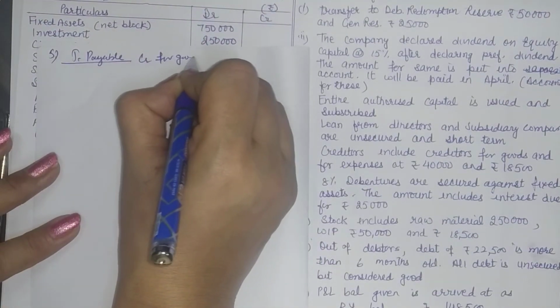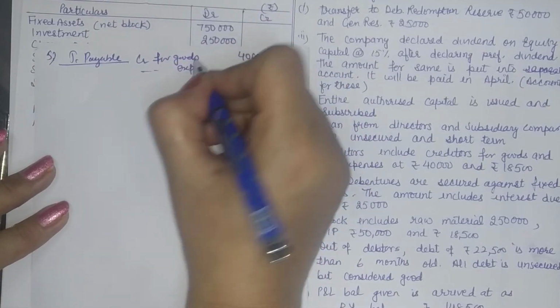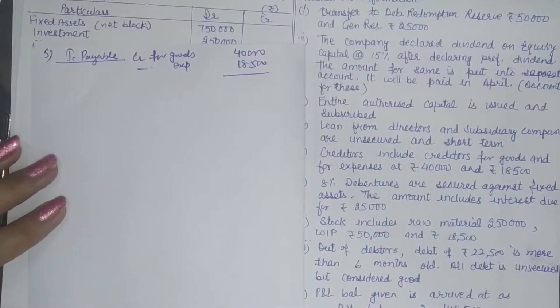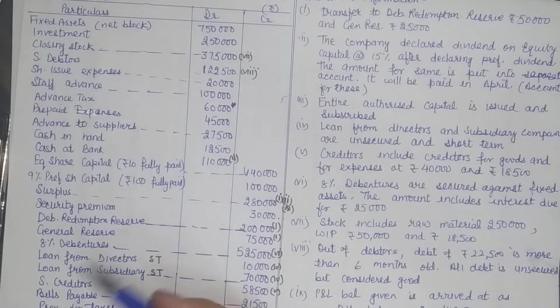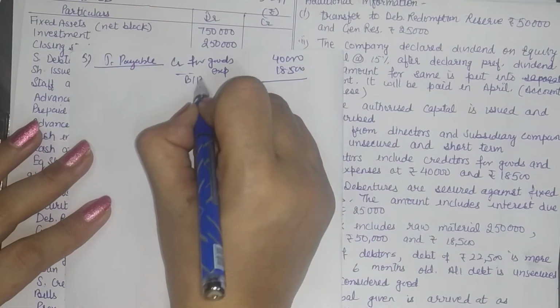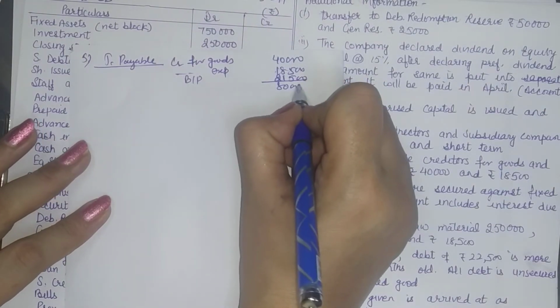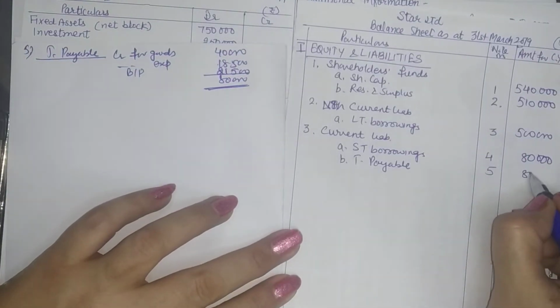Creditors for goods. Give as much detail as is given. Creditors for expenses 18,500. Alright, so no other information regarding this. Or we have bills payable, etc. Bills payable 21,500. So bills payable 80,000. Okay, so we have trade payables 80,000.